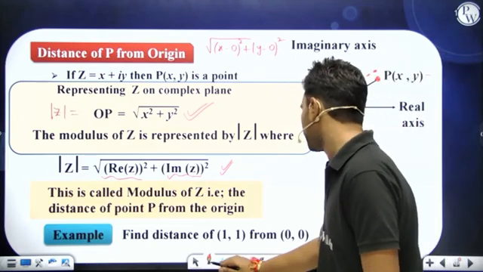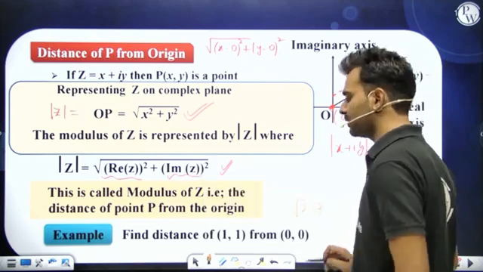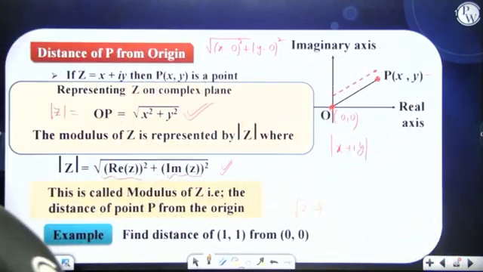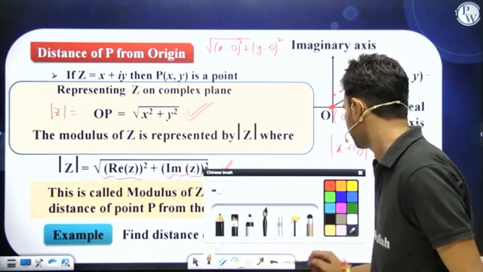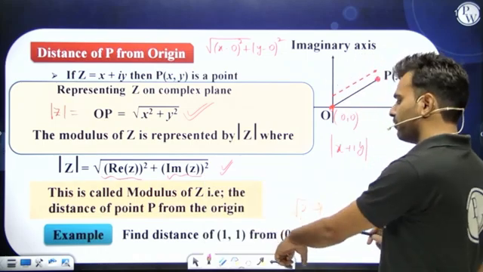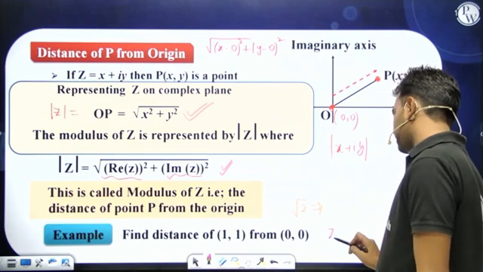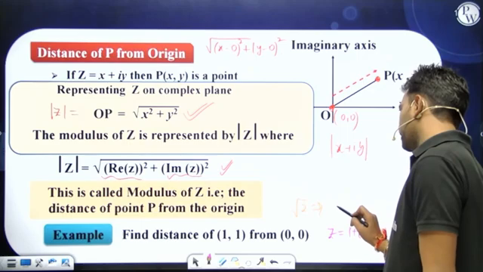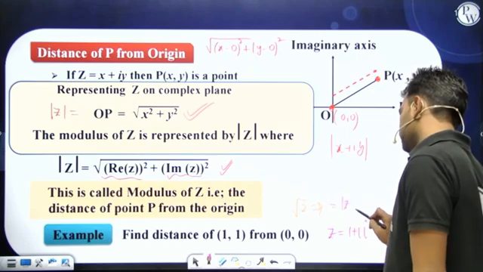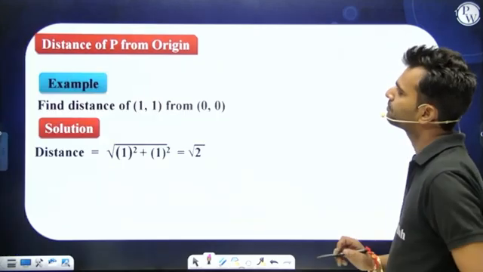Find the distance of (1, 1) and (0, 0). So that is going to be root 2. So this is nothing but the distance of the point from (1, 1) to (0, 0). So if we write down this complex number, then the complex number z is nothing but 1 plus 1i, and its modulus is nothing but equal to root 2, right? I hope this thing is clear to all of you guys.